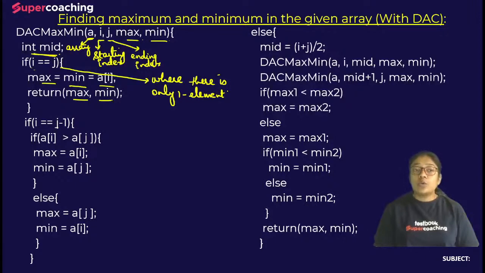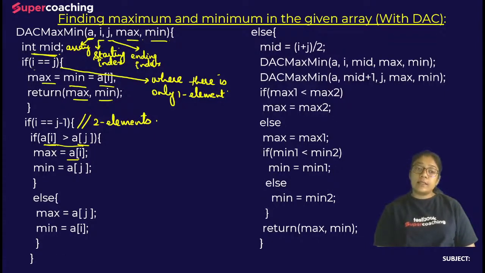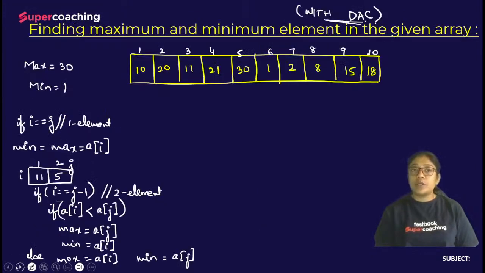If i is equal to j minus 1, this means that we have two elements in the array. This is the same case we discussed. If there are two elements, one comparison is required. If a of i is greater than a of j, then maximum will be a of i and minimum will be a of j. If this condition is true. If a of i is less than a of j, it is going to the else part, so maximum will be a of j and min is equal to a of i. Half the code is over. So this is about when the problem is small.